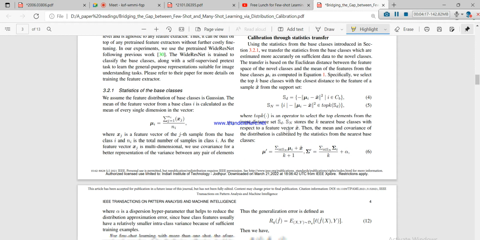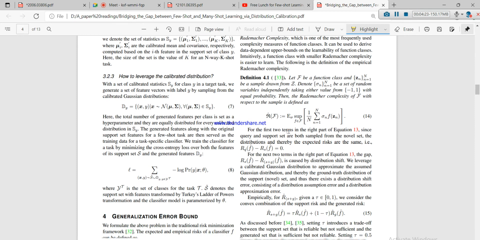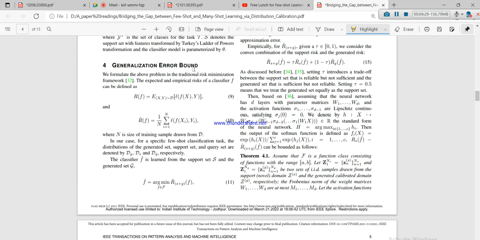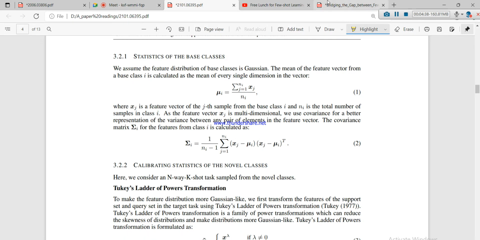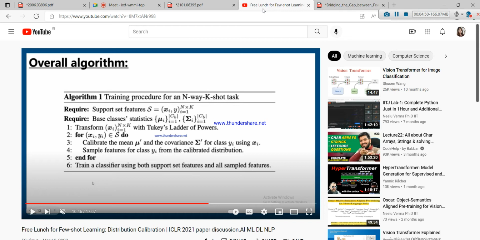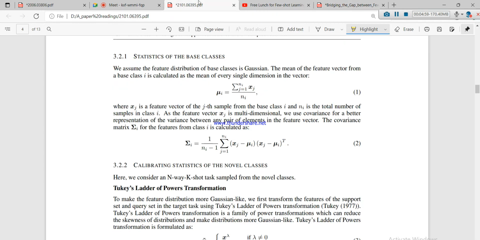So the main problem is exactly similar, but after that, the difference this paper makes is the generalization error bound. In this sense we can say this paper is different from the free lunch distribution calibration paper, right? Up to section 4 you can go to my video and you'll get everything there. After that this is an extension of that paper, because this paper is also written by the same authors, I think. Let me check again.